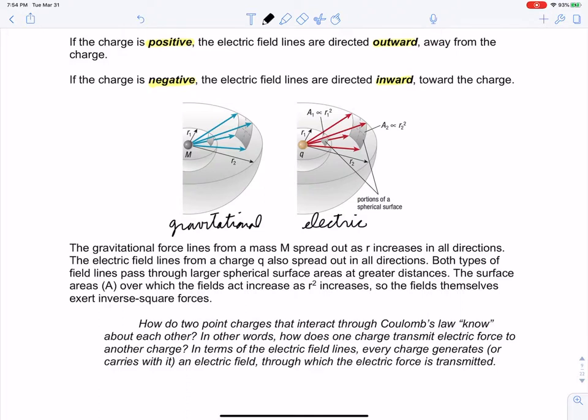So how do two point charges that interact through Coulomb's law know about each other? In other words, how does one charge transmit electric force to another charge? In terms of electric field lines, every charge generates or carries with it an electric field through which the electric force is transmitted.